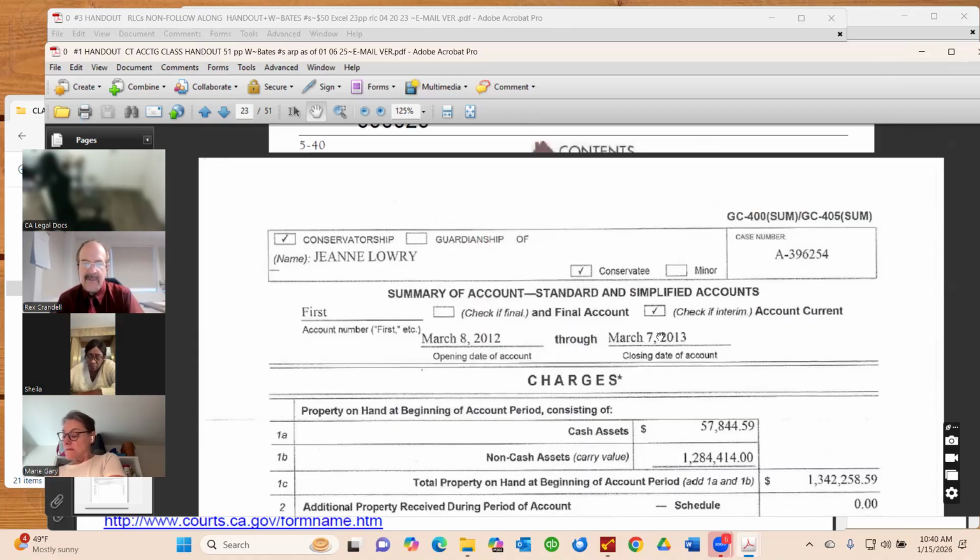Some background on the form: guardianship, conservator. If you're doing a probate, write probate. If you're turning in court accounting for a trust, you write trust up here and the case number.